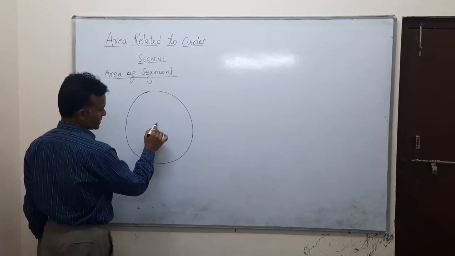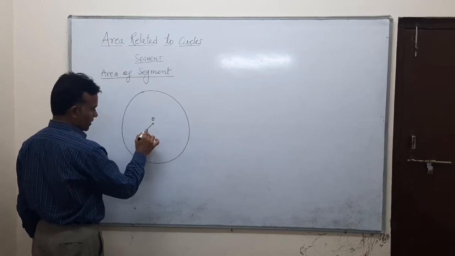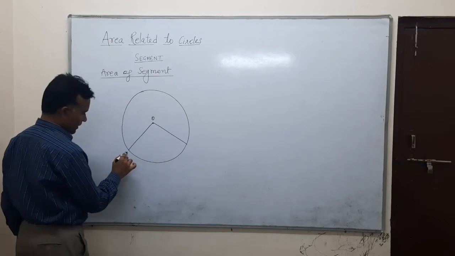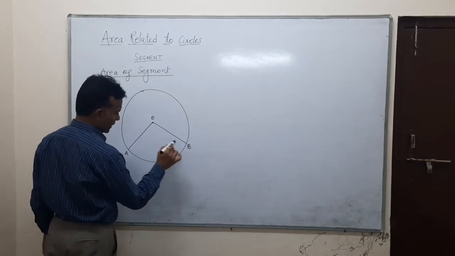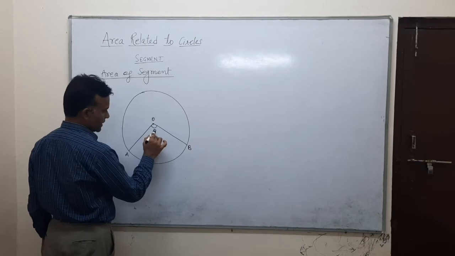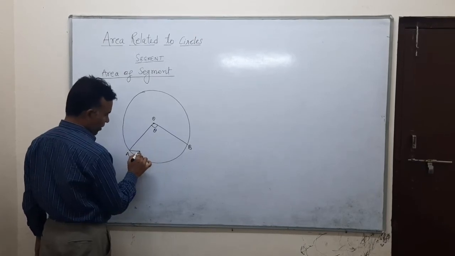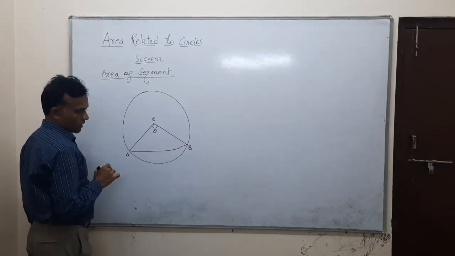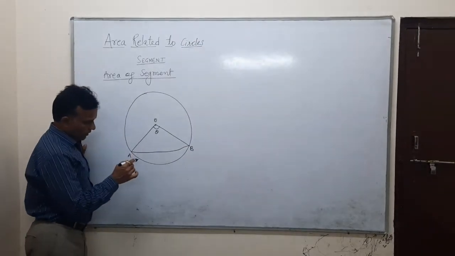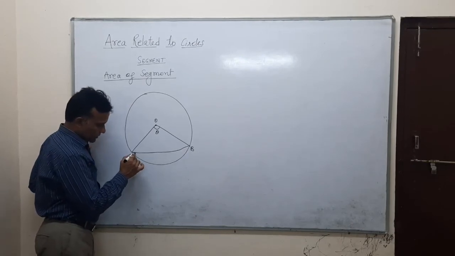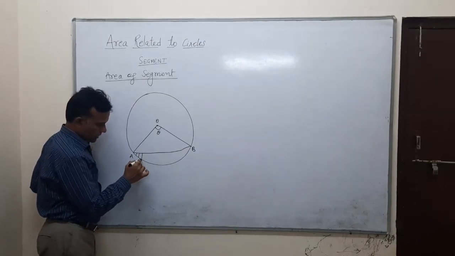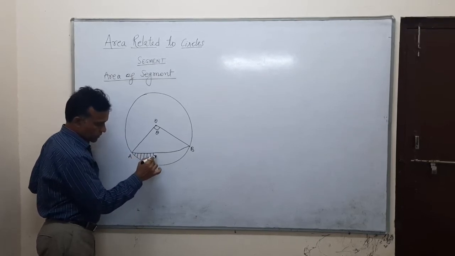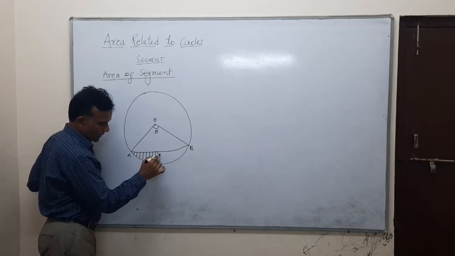First we have the center of the circle. We describe some sector and name the points A and B, with the angle suppose theta here. Then we draw the chord AB. Below this chord, this area is called the segment. We shade this part, and this shaded part is called the segment.